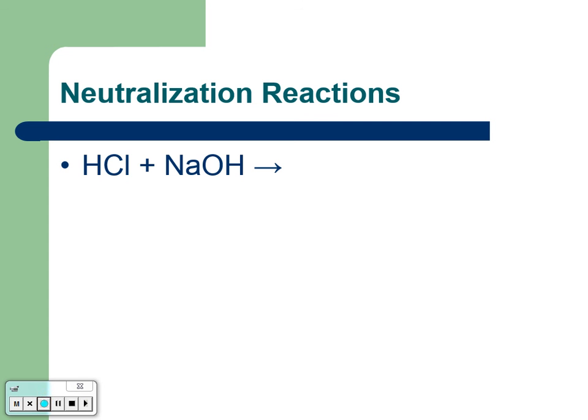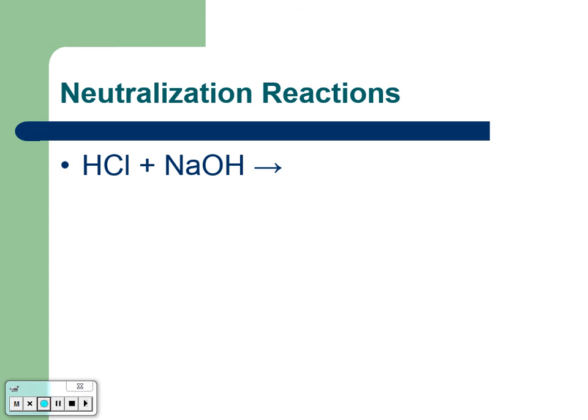Which one's the acid? I know I just called it that, but which one's the acid? HCl, and we know that because it starts with what? H. Right? Things that generally have H at the beginning are going to be acids. And then the other one is a base, because what does it have at the end? OH, right? Bases produce hydroxide.